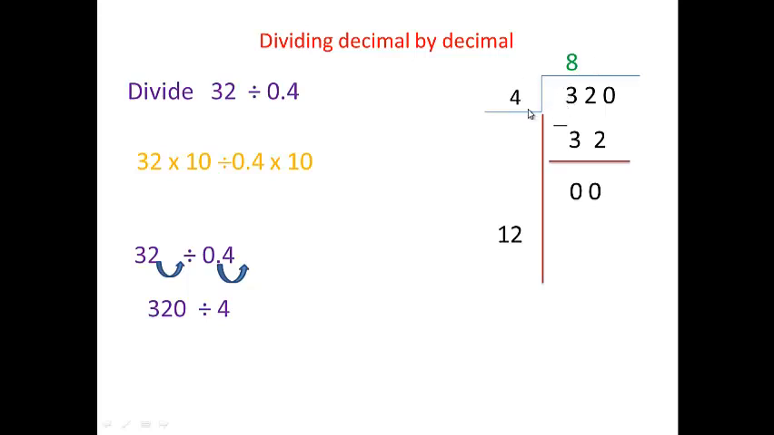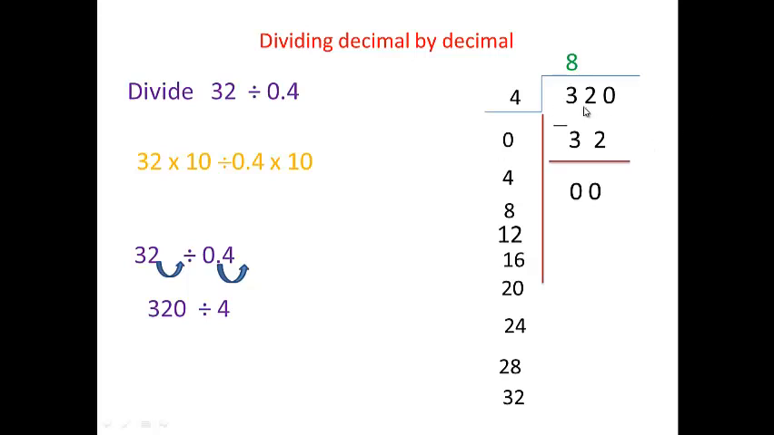3 divided by 4, but here it doesn't go. 3 is smaller than 4, so we will take the next digit, 32. We are in the multiplying table of 4, or you can count by 4. Every time add 4. 0, 4, 4 plus 4 is 8, so 8, 8 plus 4, 12, and so on.